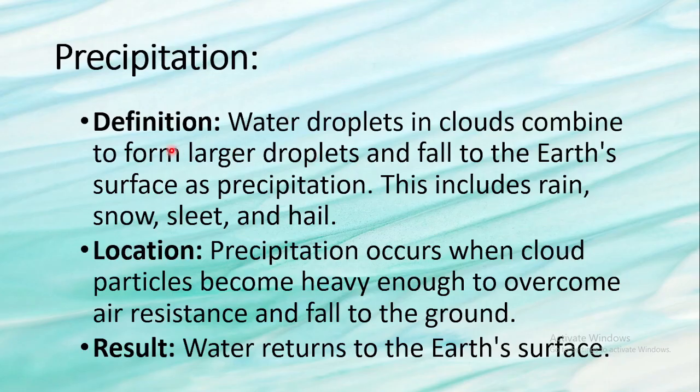Precipitation. Definition: water droplets in clouds combine to form larger droplets and fall to the earth's surface as precipitation. This includes rain, snow, sleet, and hail. Location: precipitation occurs when cloud particles become heavy enough to overcome air resistance and fall to the ground. Result: water returns to the earth's surface.